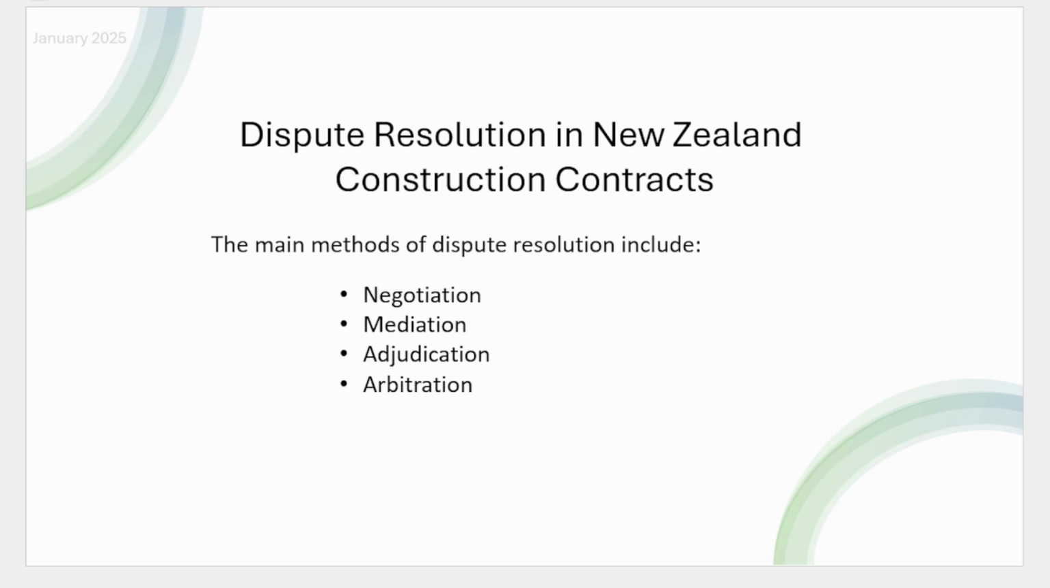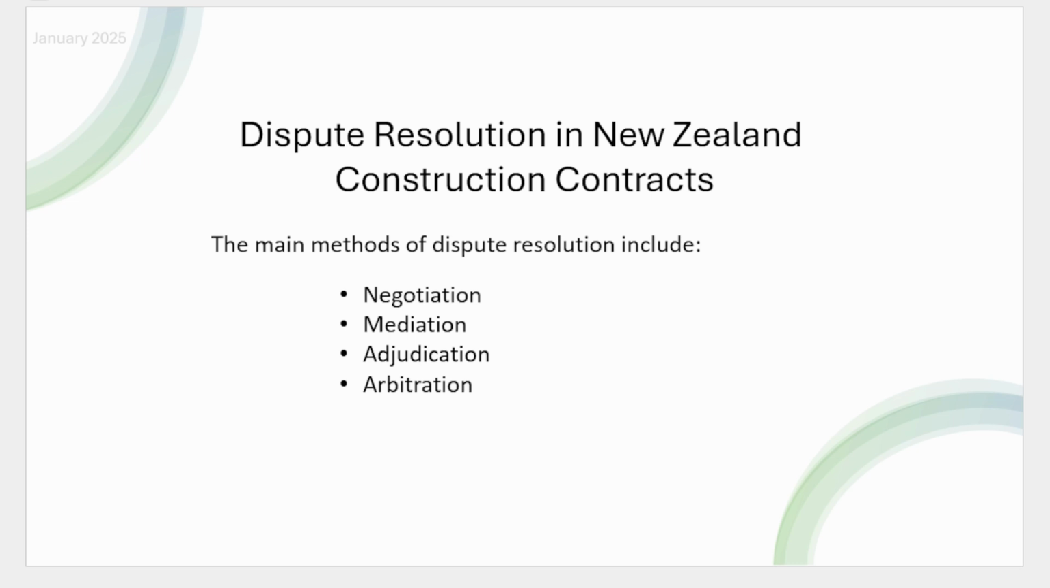The main methods of dispute resolution include negotiation. The first step in any dispute is typically negotiation between the parties. Open, clear communication can often resolve minor issues before they escalate into formal disputes. In many cases, issues can be resolved through meetings, emails, or phone calls.